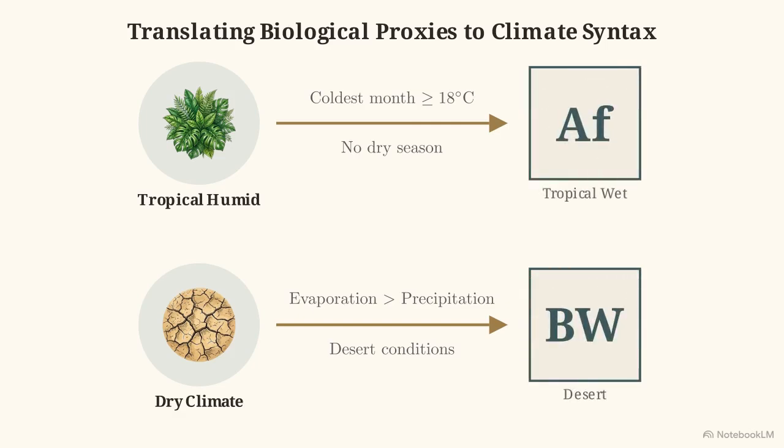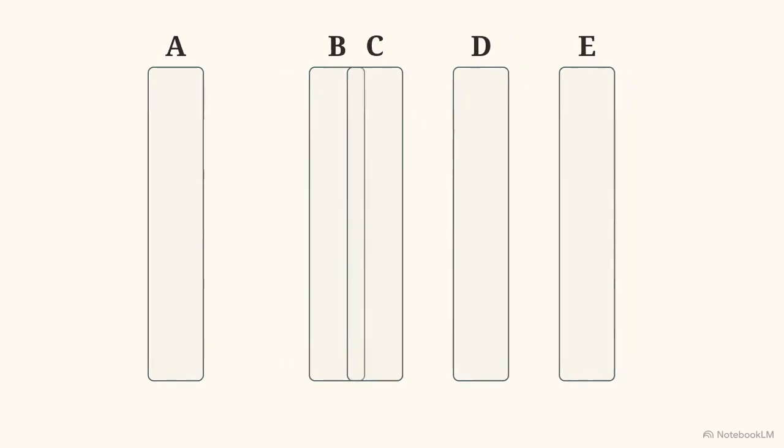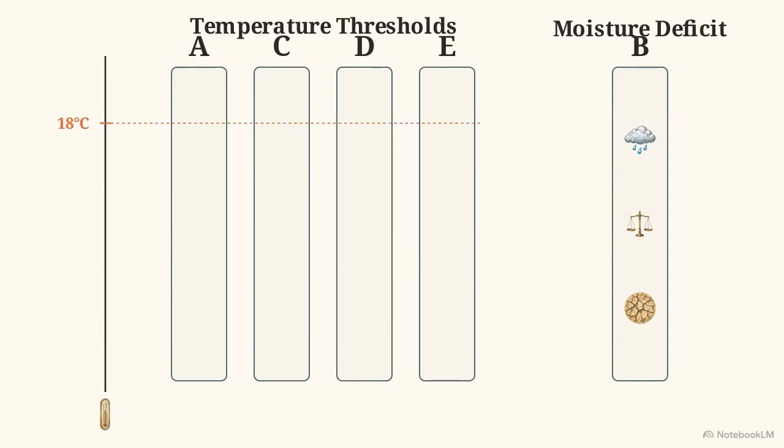The matrix begins by dividing the world into 5 primary macroscopic groups, labeled with capital letters A through E. There is a strict structural asymmetry here. Groups A, C, D, and E are defined exclusively by absolute temperature thresholds. Group B is the solitary exception. Group A represents the tropical humid climates. This is the baseline equatorial zone, where the average temperature of the coldest month never drops below 18 degrees Celsius.